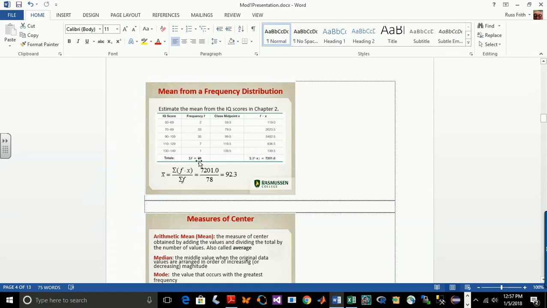Now you total the numbers. You total the frequencies, okay? Then you total the sum of the frequencies times the class midpoints, and you get these two numbers. Okay, so the mean from the frequency distribution is the total of the fourth column divided by the total of the second column. In this case, it's 92.3, which you can take to be the average IQ of the sampled children.